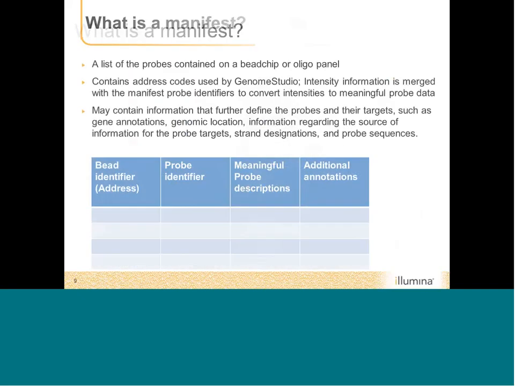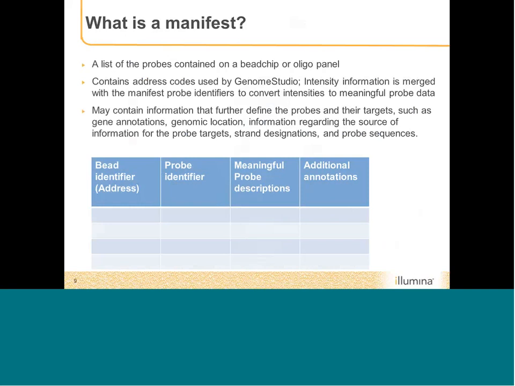Now, what is a manifest and how is it used? A manifest is, the bottom line, a list of the probes contained on a bead chip or oligo panel. The manifest contains the address codes used by GenomeStudio. These address codes correspond to the address codes in the IDATs. Intensity information is merged by GenomeStudio with the manifest in order to create meaningful information regarding the intensities and the probes.